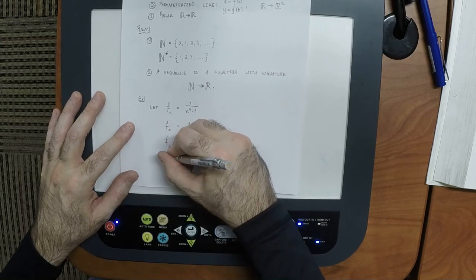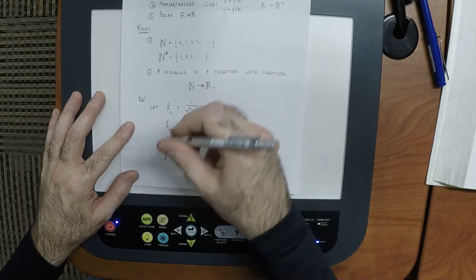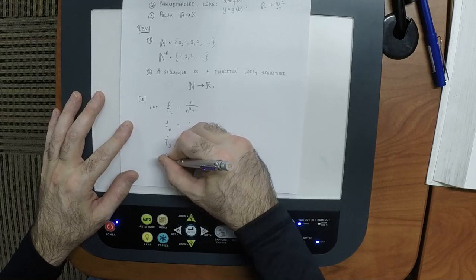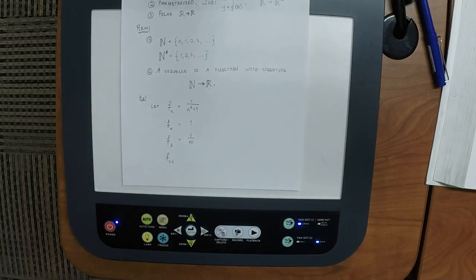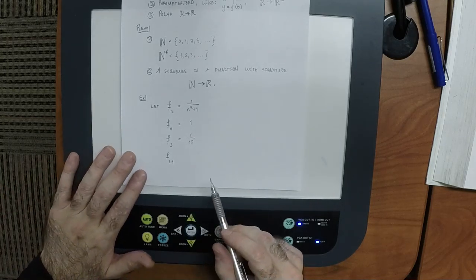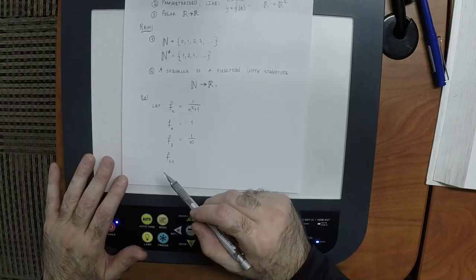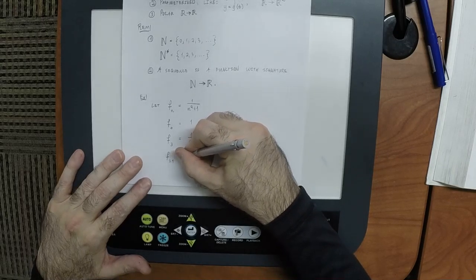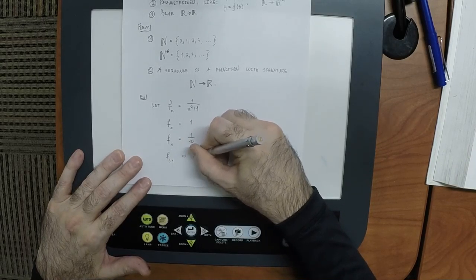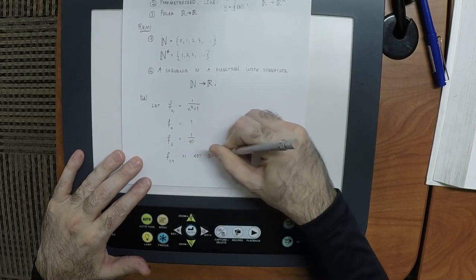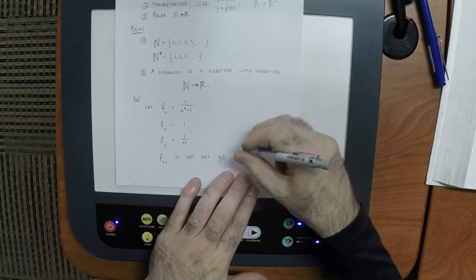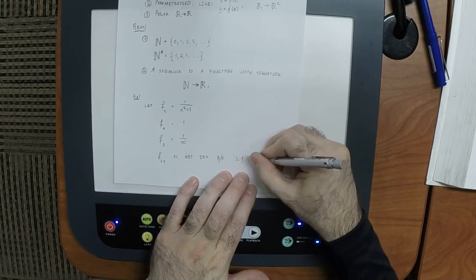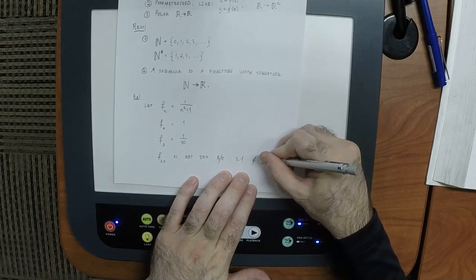I guess I'll ask one more thing. What's the correct way to respond to this? F subscript 3.1. That's not defined. Why is it not defined? It's not included in N. Right, it's not a natural number. So this is not defined, because, just like y'all said, 3.1 is not an element of the naturals.